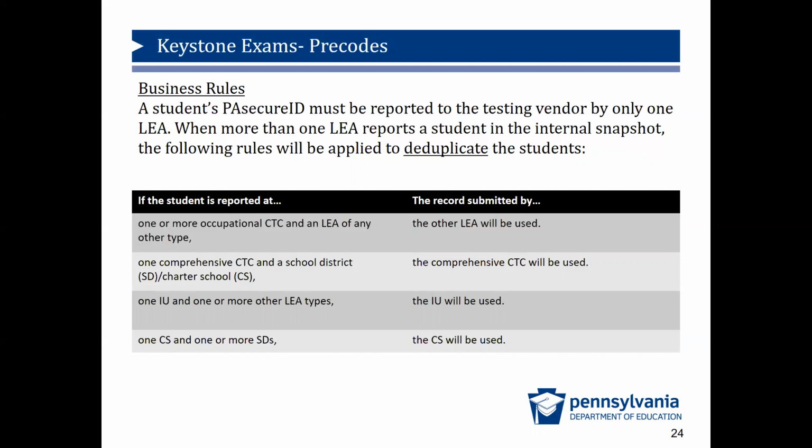If the student is reported at one comprehensive CTC and a school district or charter school, the record submitted by the comprehensive CTC will be used. If the student is reported at one IU and one or more other LEA types, the record submitted by the IU will be used. If the student is reported at one charter school and one or more school districts, the record submitted by the charter school will be used.